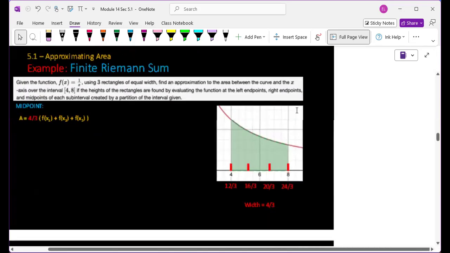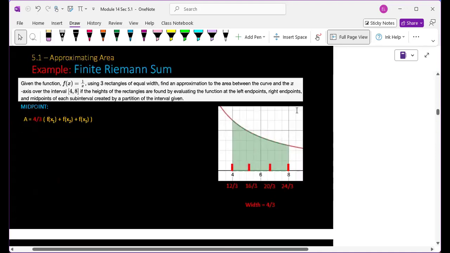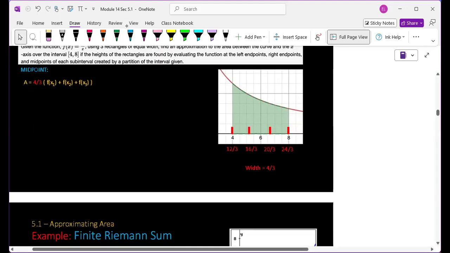All right, now the midpoints are even more obnoxious because it's the halfway point between each of these numbers. It will give us a better approximation, but I'm gonna be honest, we don't use it. So let me doodle the picture.